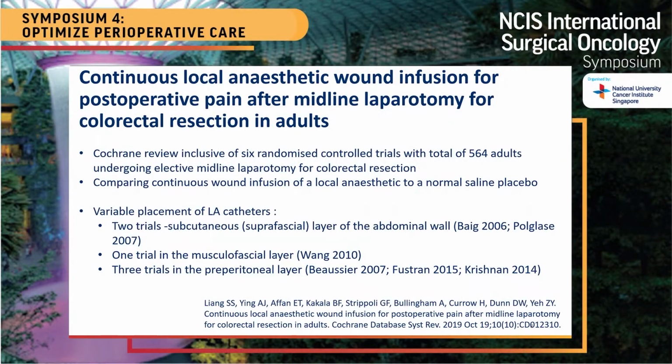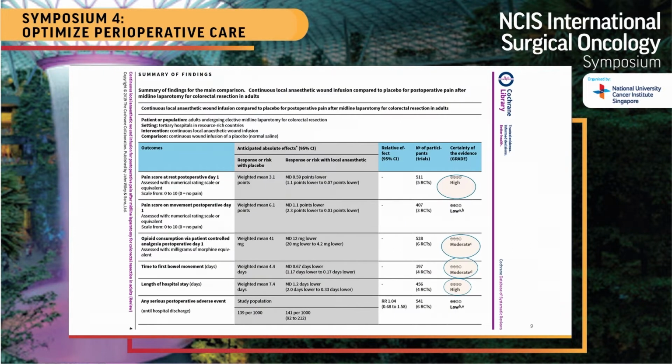So this next paper by Sophie Liang is a Cochrane review of local anesthetic wound infusions after midline laparotomy for colorectal resections in adults. There were 6 randomized controlled trials with a total of 500 patients analyzed. Continuous wound infusion with LA is compared to normal saline placebo in all the RCTs. The placement of catheters, however, differed. In 2 trials, catheters were placed supra-fascially in the subcutaneous layer. In 1 trial, it was placed in the musculofascial layer, and in 3 trials, it was placed in the pre-peritoneal layer. So the results are summarized in this table.